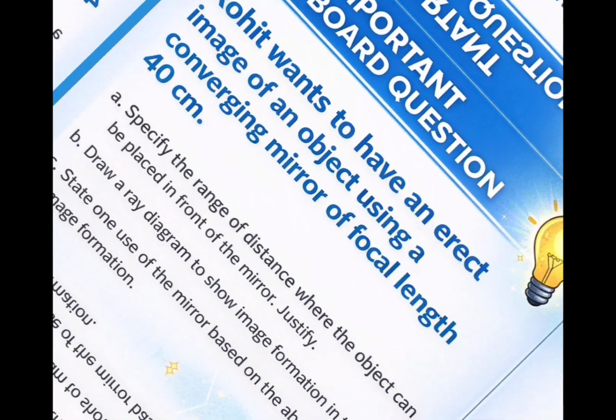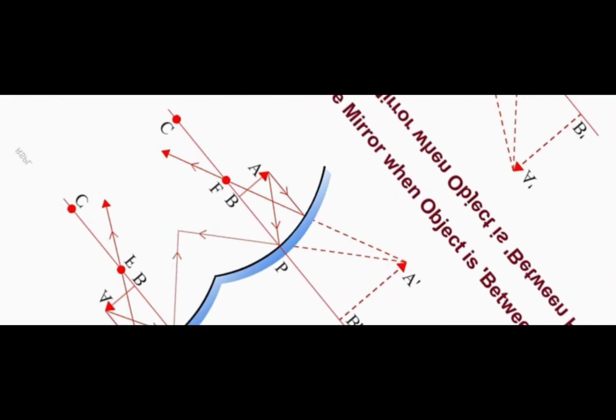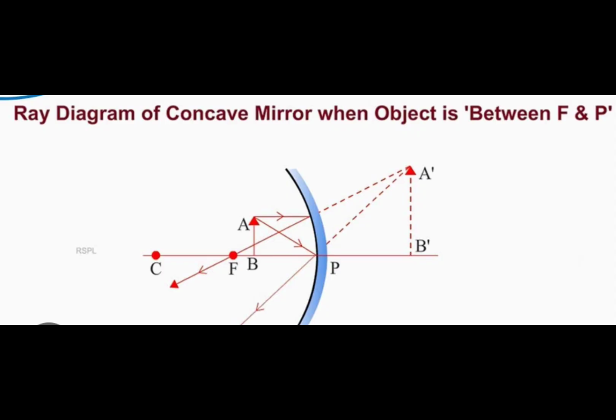Okay, second question: draw a ray diagram to show image formation in this case. For this case, you should draw the sixth ray diagram of the concave mirror, where one ray is parallel to the principal axis and after reflection appears to come from the focus, and another ray goes towards the center of curvature and reflects back along the same path. The image is formed behind the mirror, that is virtual, erect and enlarged.